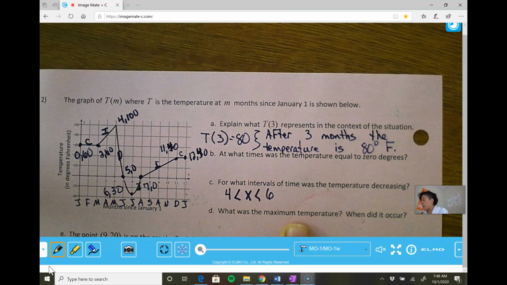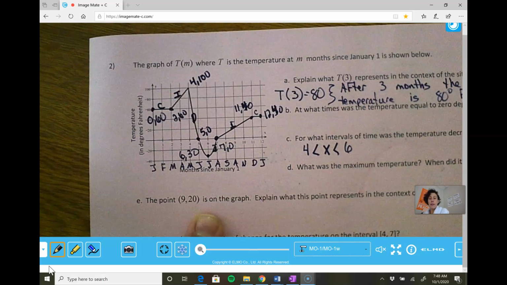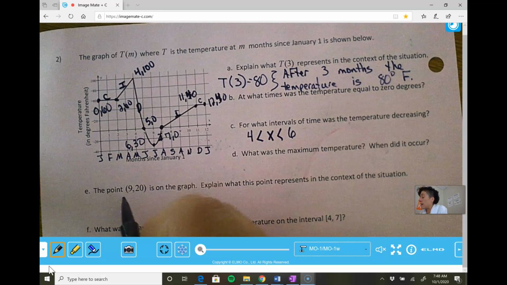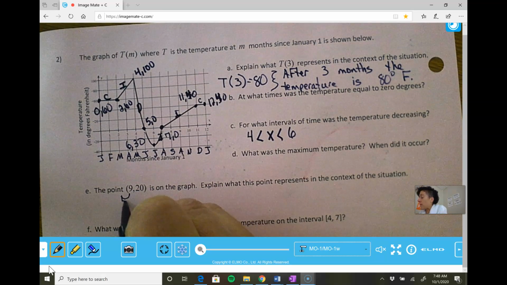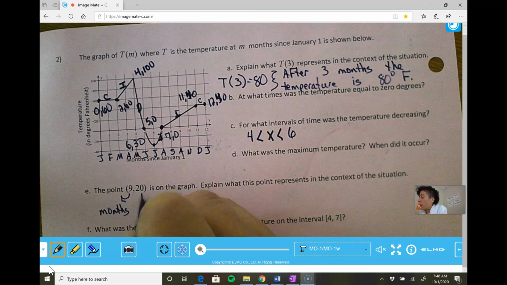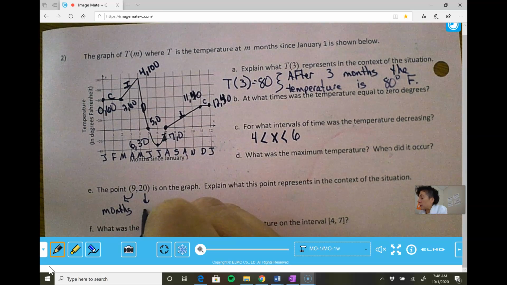What was the maximum temperature and when did it occur? And then this one, the point (9, 20) is on the graph. Let's go over this one. Explain what the point means in context of this situation. So remember, 9 is your X value, and that's your time. That's your months. And 20, that's your Y value, and that's your temperature. That's your degrees.